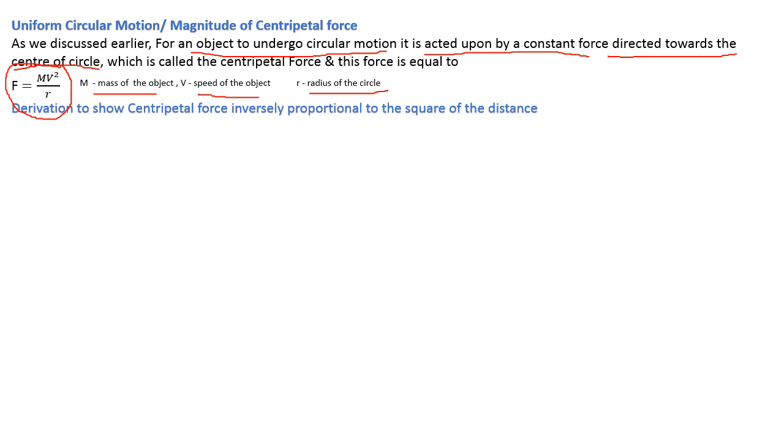So that derivation we are going to see. Let's move further.